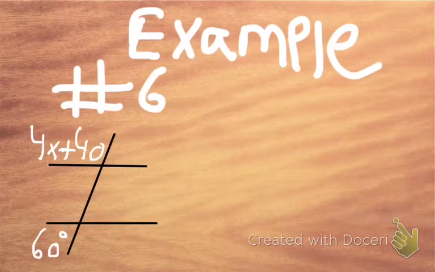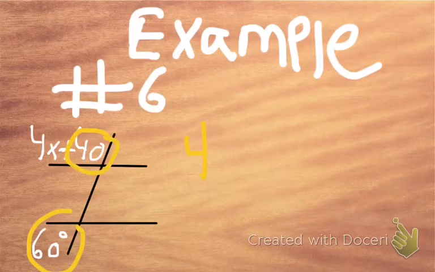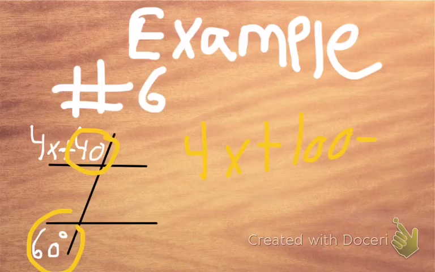And now we have another example. These are consecutive exterior, so they add up to 180 degrees. So it'd be 4, and remember, these are like terms, so you do 4x plus 100 equals 180.